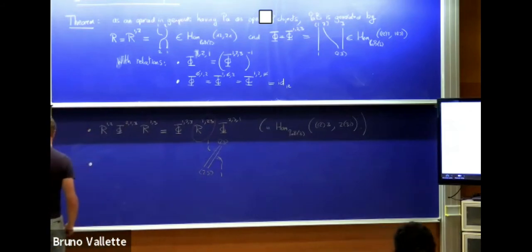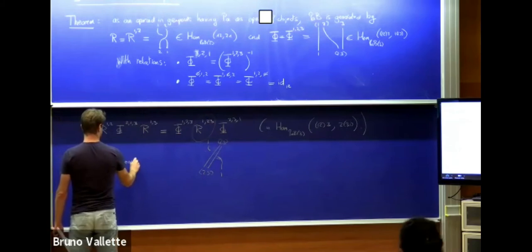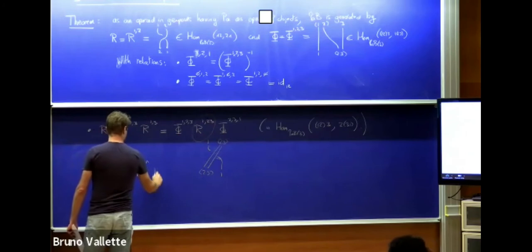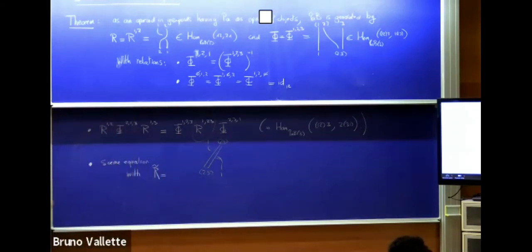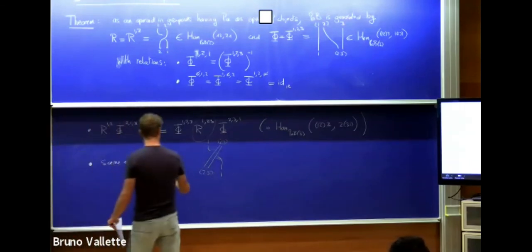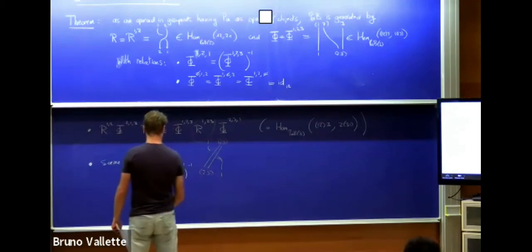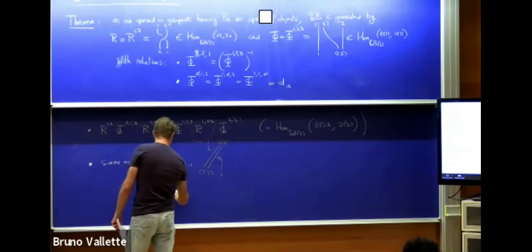All right, there's the exact same equation, but now with R tilde. So you just replace R with R tilde, and R tilde is just the braiding that goes the other way around. So that's R21 inverse, and if you look at what it is, it's the other braid.